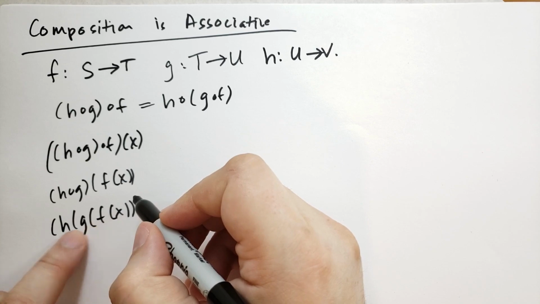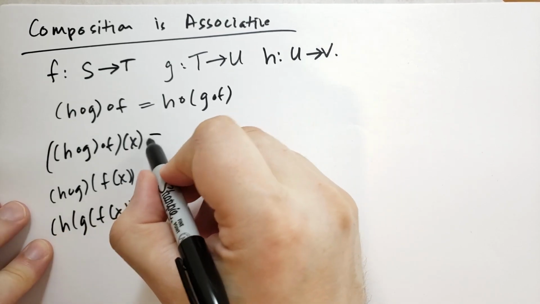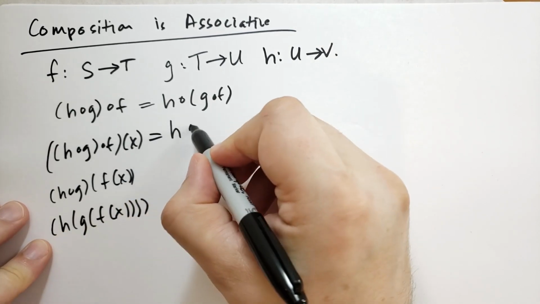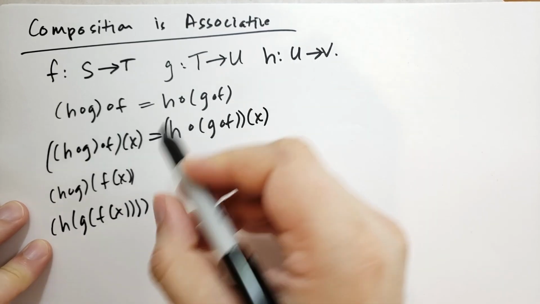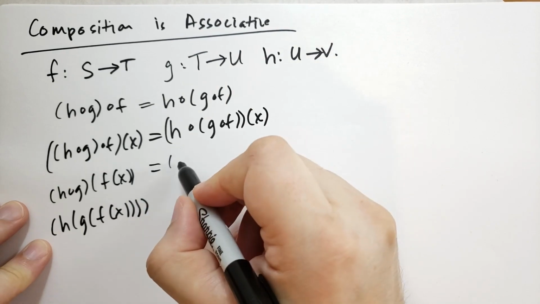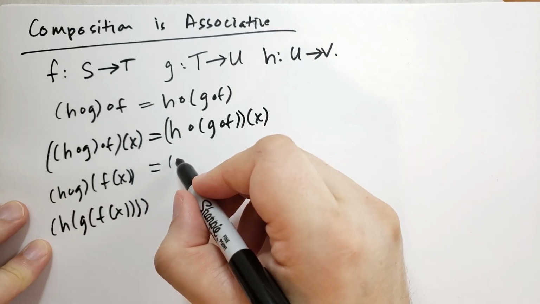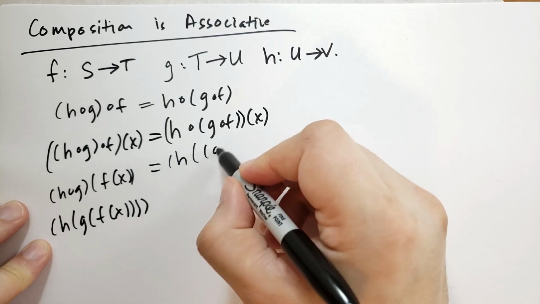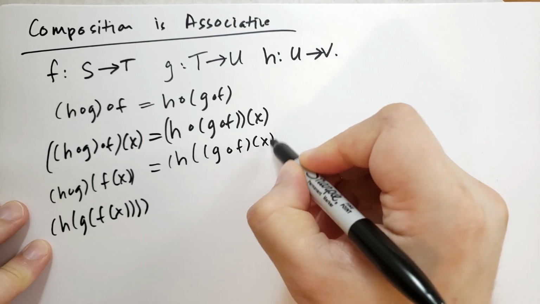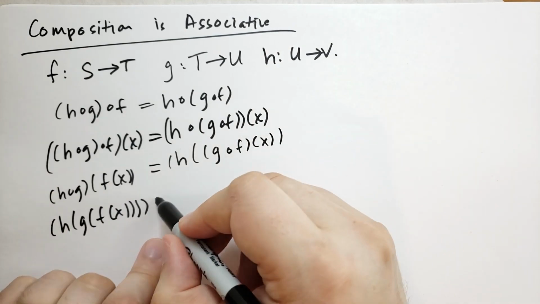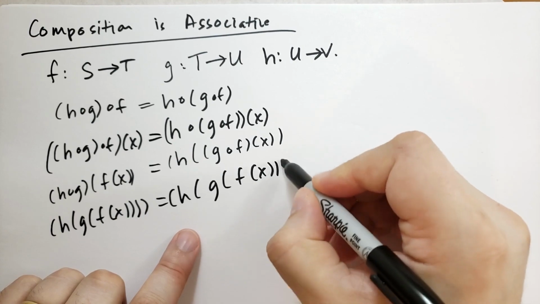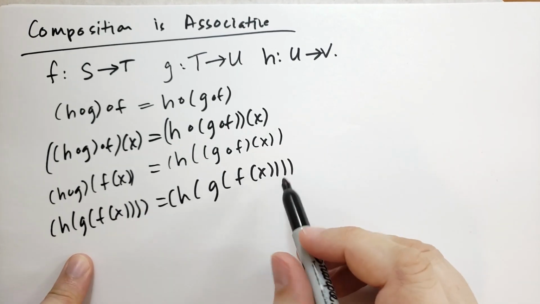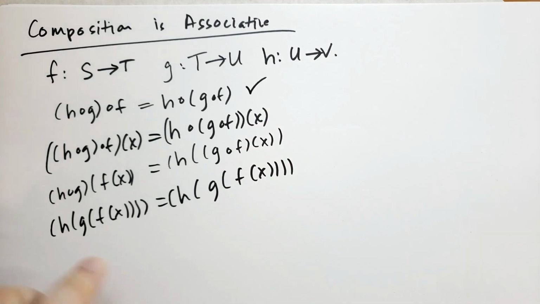Let's see, 1, 2, 3, 4, 1, 2, 3, 4, okay. And on the other side, we have H applied to G applied to F of X, which is the same as, let's see, this would be H applied to G applied to F of X, okay, and then inside there we're going to get H applied to G applied to F applied to X, okay, which turns out to be the same thing. So these two are always equal, okay, pretty easy to prove that.